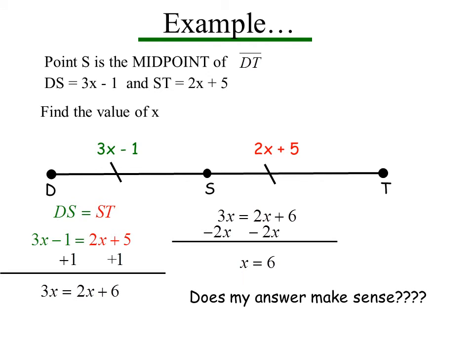It's always a good idea to ask yourself, does my answer make sense? So let's go ahead and substitute 6 back into these two expressions and see what happens. So if I substitute 6 into the first one, I get 3 times 6, which is 18, minus 1, which is 17. And if I substitute it into the second expression, I'll get 2 times 6, which is 12, plus 5, which is 17. So 17 equals 17. Those two segments are congruent. My answer makes sense.